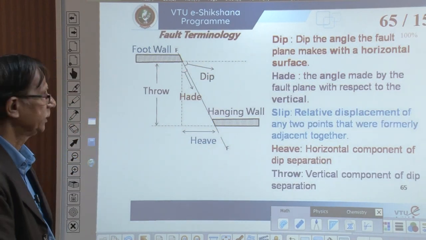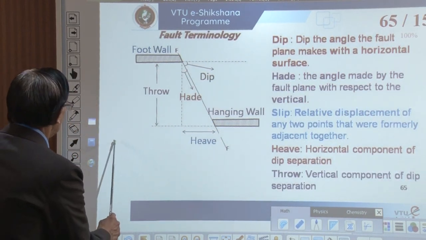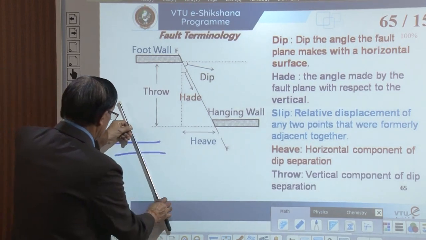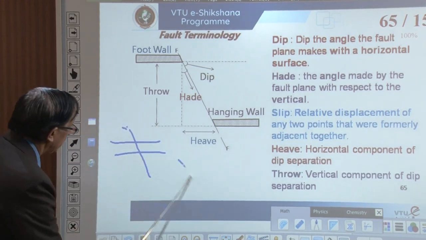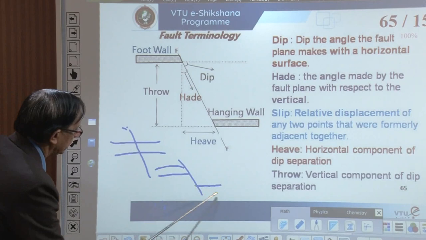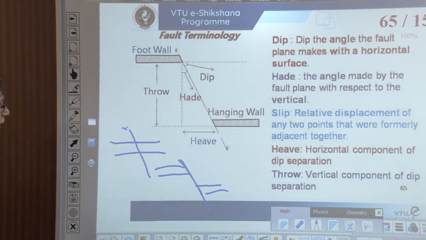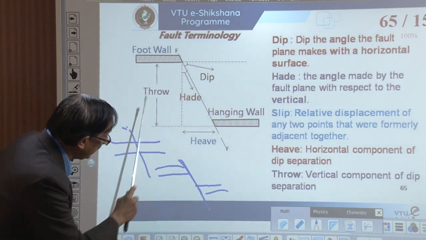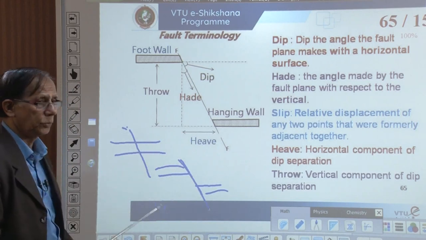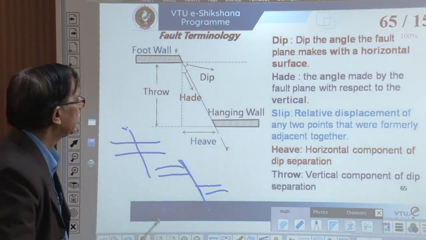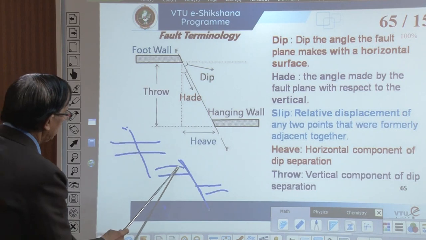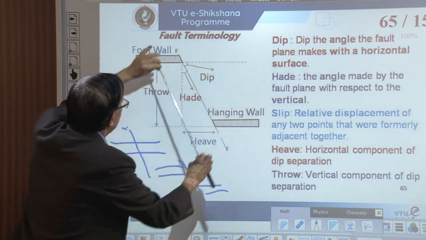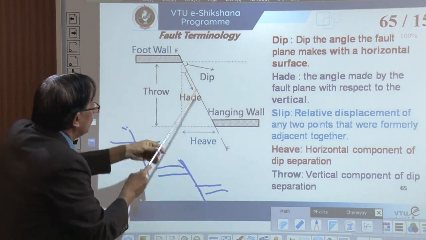So, what exactly is a fault? Just now I said, when two blocks of rocks have a crack, and then one block is here and one block is here, this is a crack. This is the one I have shown. So, we use different terminology to understand the parts of a fault. This is one block; they were together before faulting. Now, due to these cracks and forces, they have moved down.